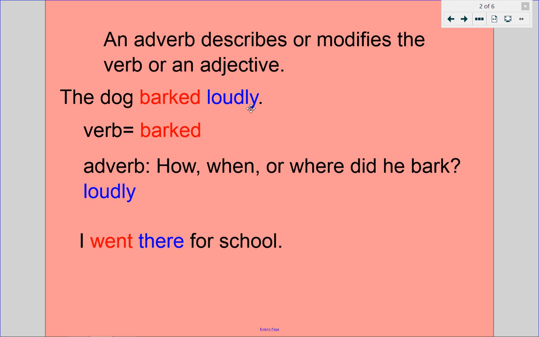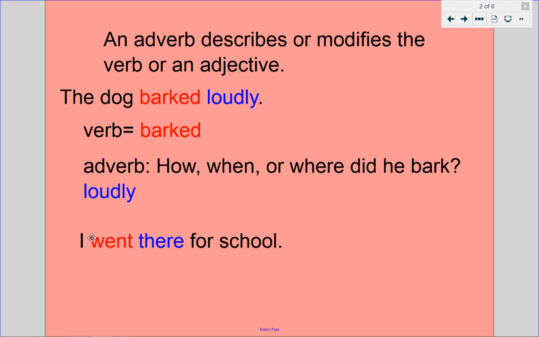You'll have a lot of ly adverbs, okay, as opposed to loud. If I said the loud dog barked, well, then that's different than saying the dog barked loudly. Now this is modifying the verb. So you want to look at it. Usually your adverbs will either come right after your verb or right before your verb. Not always, but a lot of times. So look for that verb and then ask yourself how, when, or where did he bark? Okay, or whatever the action is.